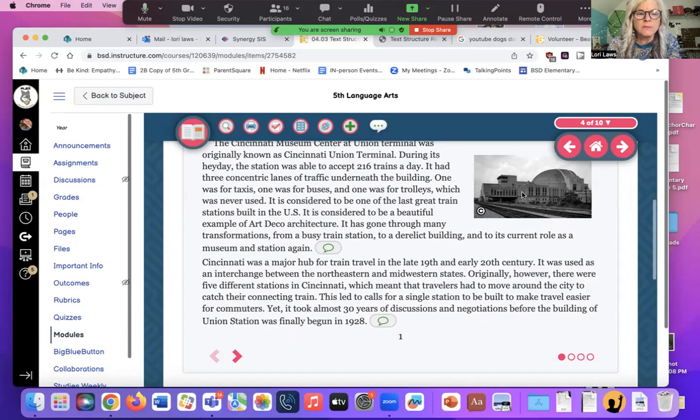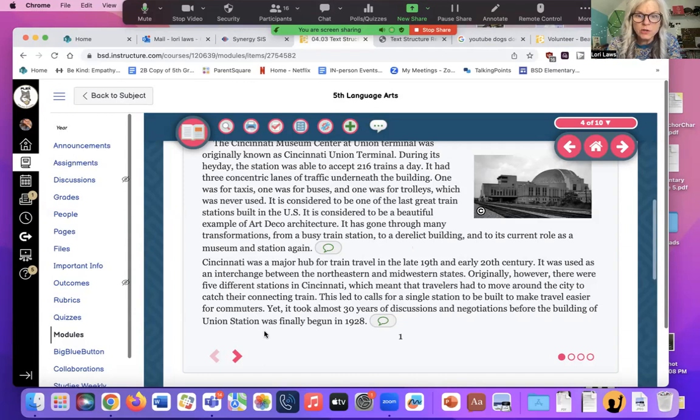It's gone through many transformations, from a busy train station to a derelict building. Derelict means a run-down, unused building. And to its current role as a museum and station again. Cincinnati was a major hub for train travel in the late 19th and early 20th century. It was used as an interchange between the northeastern and midwestern states. Originally, however, there were 5 different stations in Cincinnati, which meant that travelers had to move around the city to catch their connecting train. This led to calls for a single station to be built to make travel easier for commuters, so they didn't have to leave one station, take a taxi to the next.